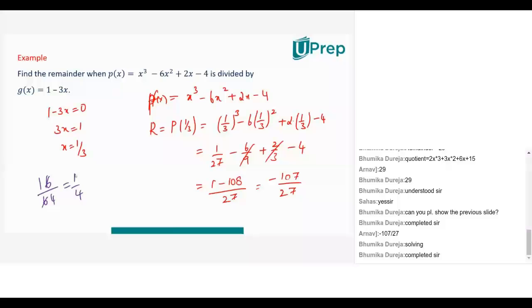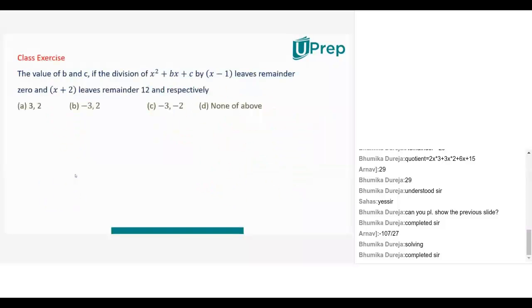Right. Find the values of b and c, if the division of x square plus bx plus c by x minus 1 leaves a remainder 0, and when divided by x plus 2 leaves a remainder 12. Don't hurry, do it slowly and then respond.